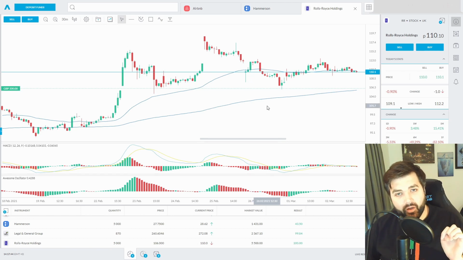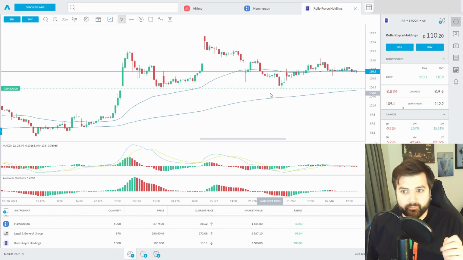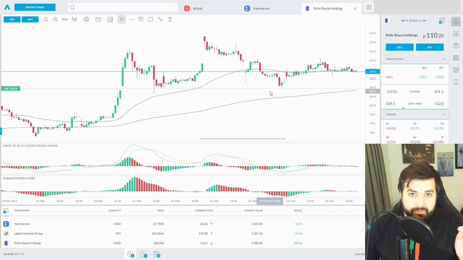So you can see here that I bought a position in Rolls-Royce at 106 pence. So you could say that's just pure luck and you've entered at a really, really good time based on what the chart's saying now. However, I think there's more to trading than that.